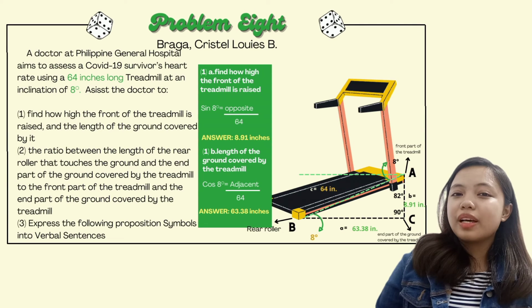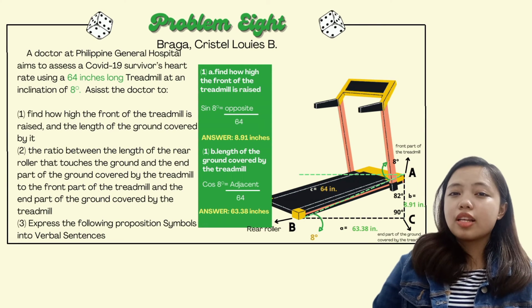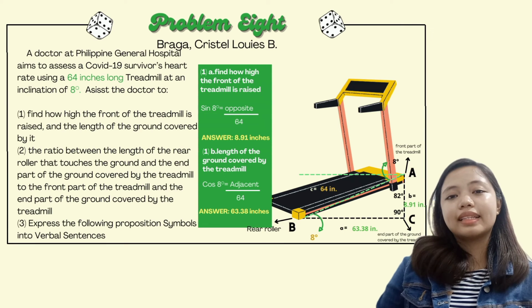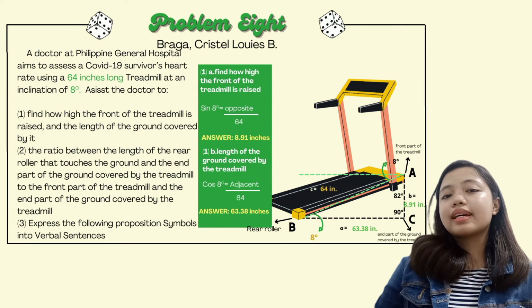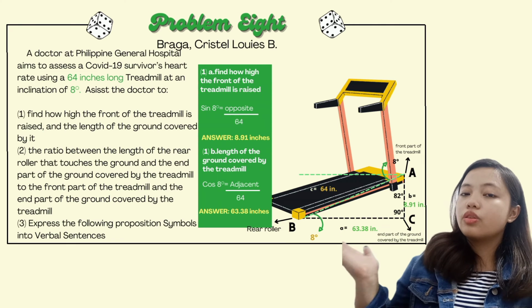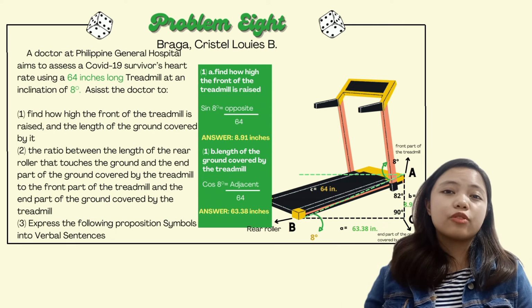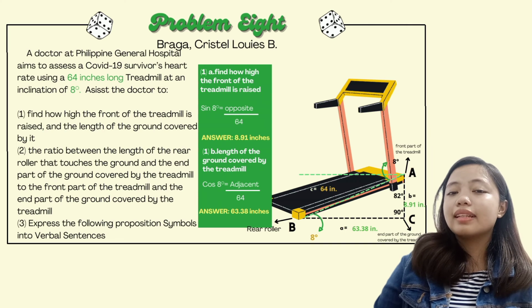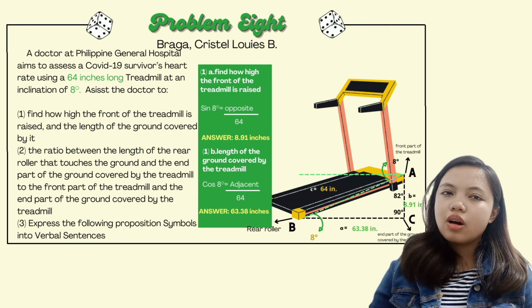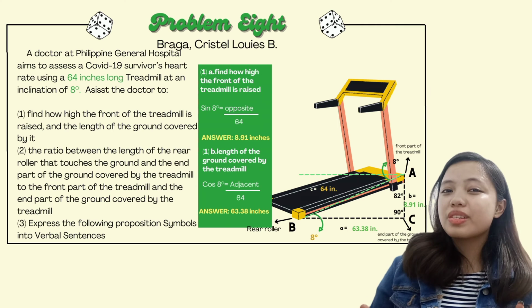For the last problem, problem number 7, a doctor at Philippine General Hospital aims to assess a COVID-19 survivor's heart rate using a 64 inches long treadmill at an inclination of 8 degrees. Assist the doctor to first find how high the front of the treadmill is raised and the length of the ground covered by it. Oh, how do we solve this? Oh, it's just the same as the previous number.